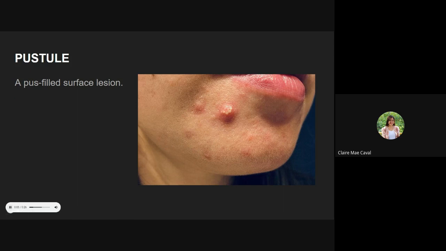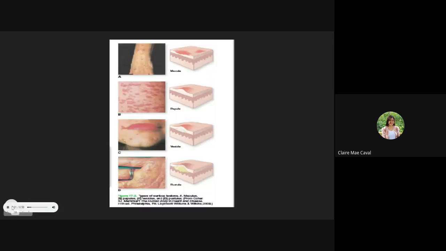It's a pus-filled surface lesion. It's actually a pimple or a bigger pimple. If you can see in the picture, it also has pus inside. Pustule is affected by many factors, but mostly it's caused by a staphylococcal infection. Okay, so this is your pustule. So those are a few of the skin diseases or infections caused by infectious agents like bacteria, fungi, and viruses.